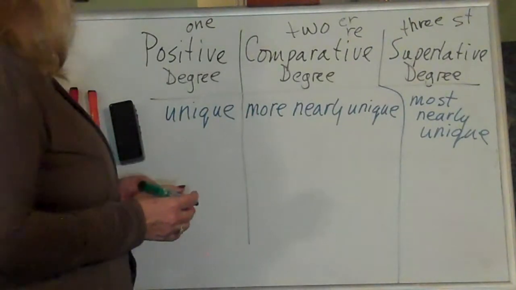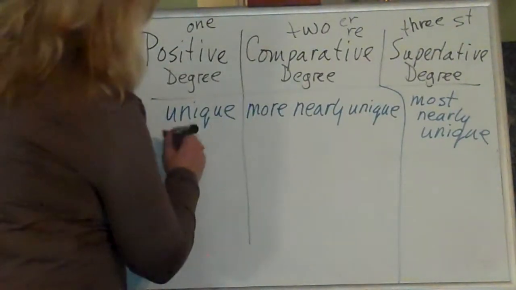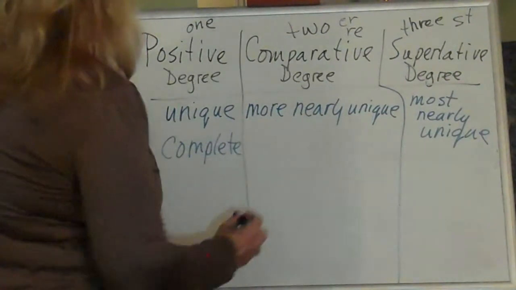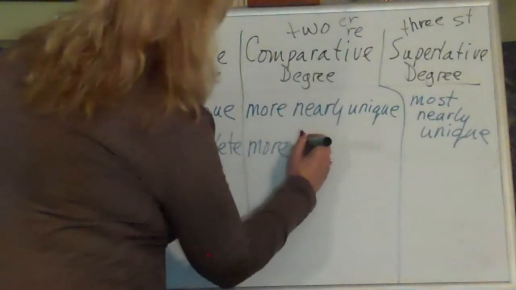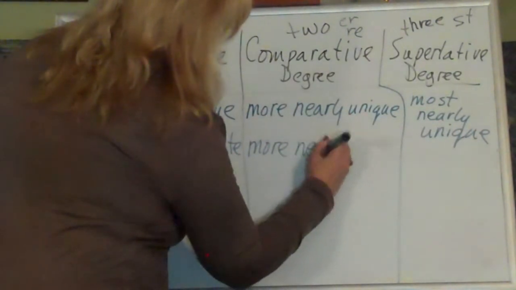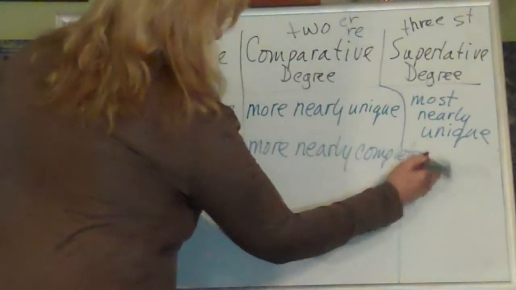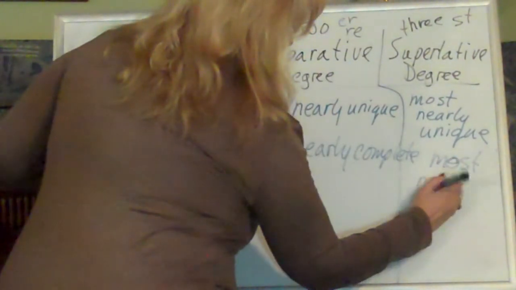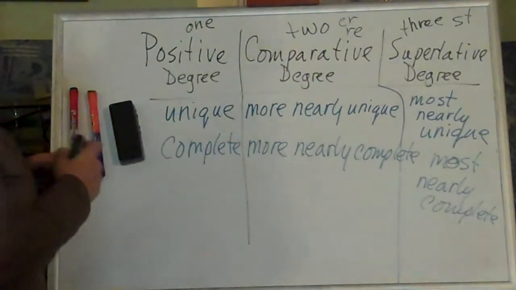So if, let's say, we have a word like complete, and I say that project is complete. But if I'm comparing it to something else, because there are no degrees of comparison, I would have to say more nearly complete, and then most nearly complete. Sorry, I know that's kind of hard to read there.